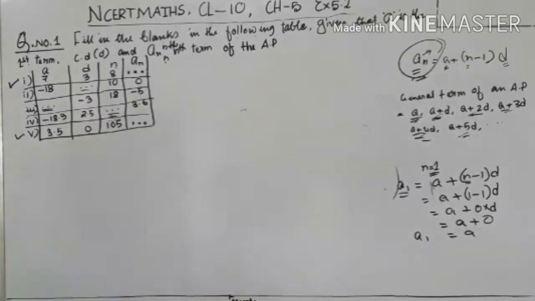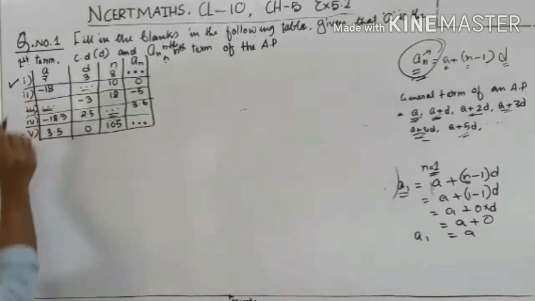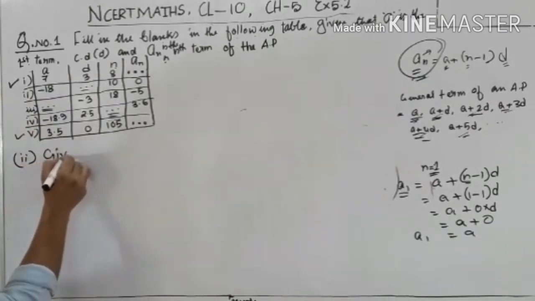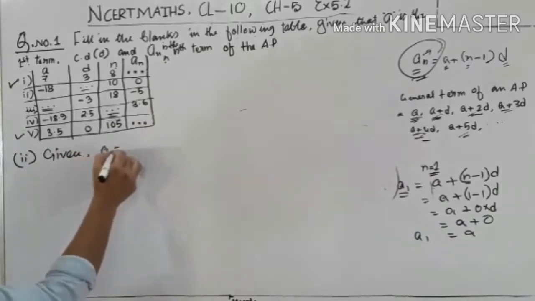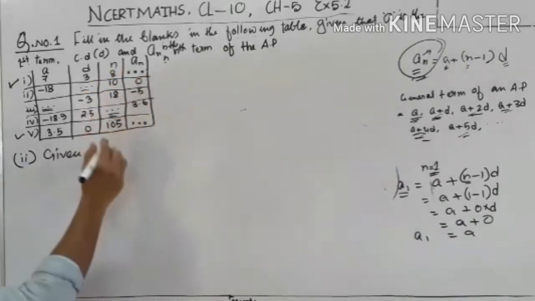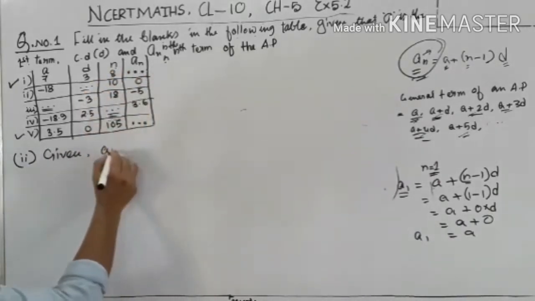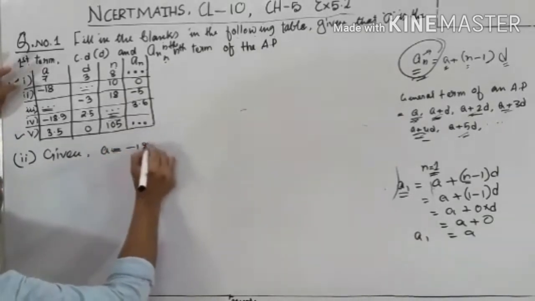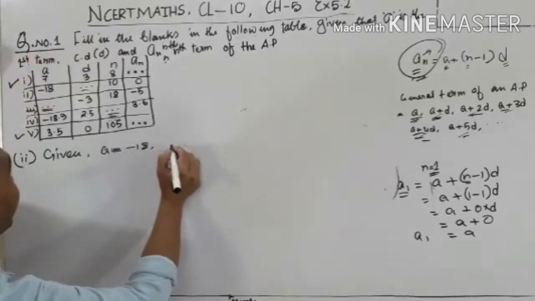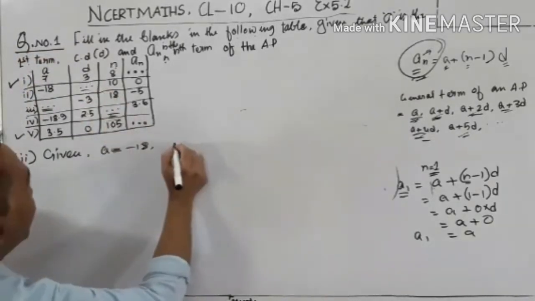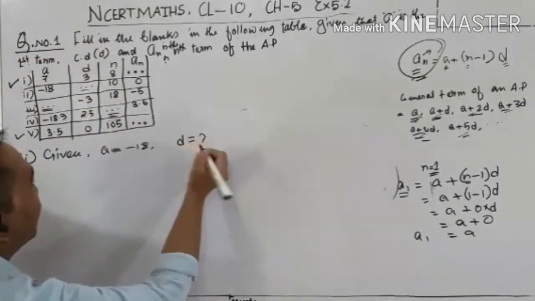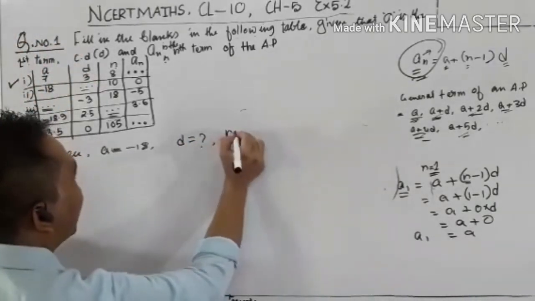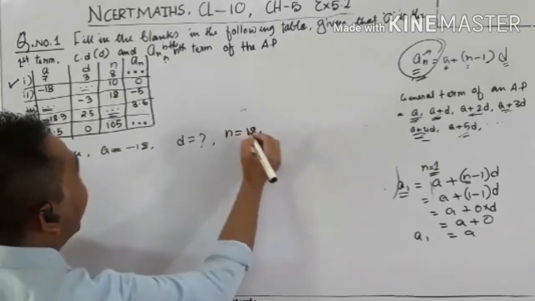Okay, so let us solve one by one. Let me solve Roman number 2. First of all, let us write the given. a is the first term, since it is clearly mentioned. So a equals minus 18. Then d is not given, we have to find d. And n, the number of terms, equals 18.